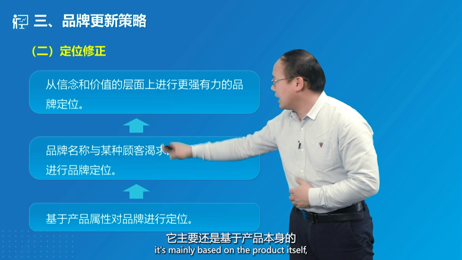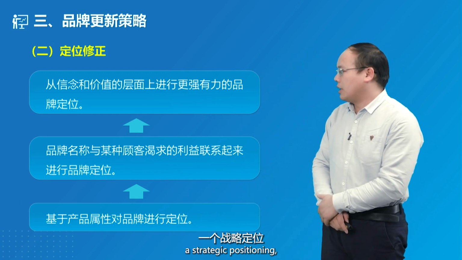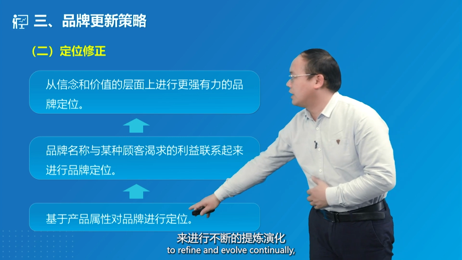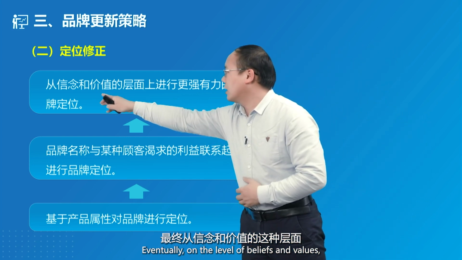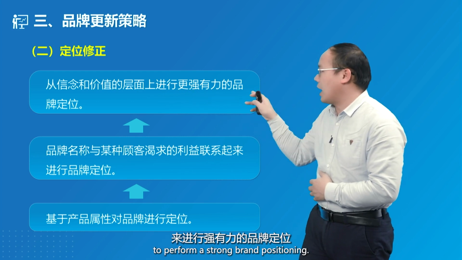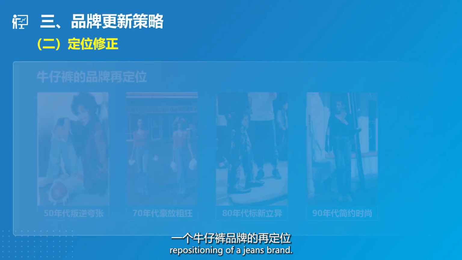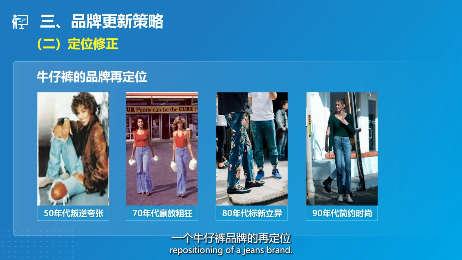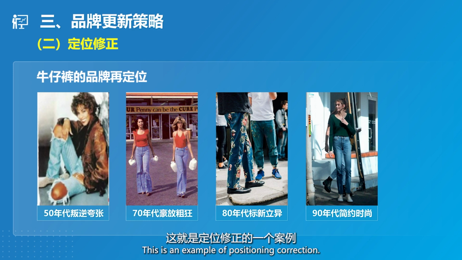It's mainly based on the product itself, a strategic positioning to refine and evolve continually, eventually, on the level of beliefs and values, to perform a strong brand positioning. This is our repositioning of a jeans brand. You can look below to see the repositioning of jeans brands through different eras. This is an example of positioning correction.